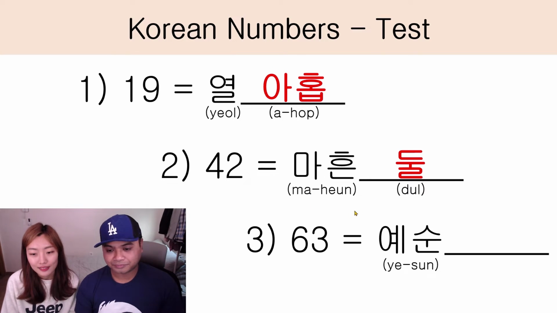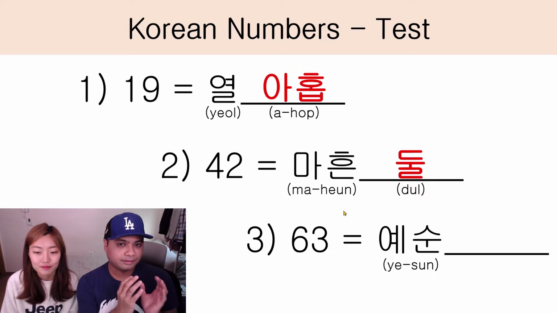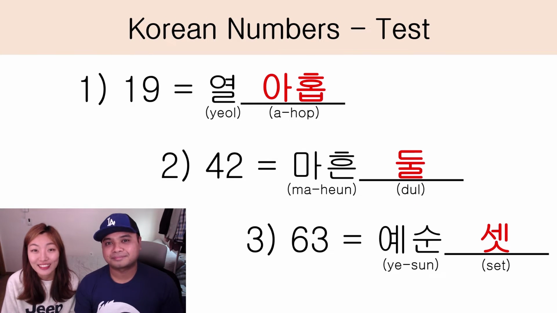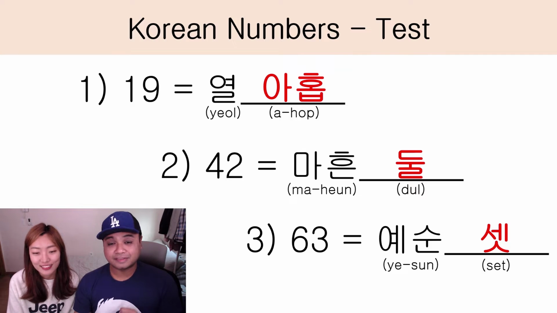Number 3, 63. So we need to say 60 and then 3. 60 is 예순, and then to say 3, 셋. Then to say 63, 예순셋.